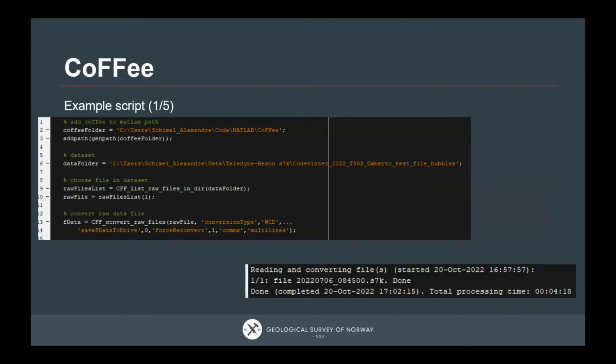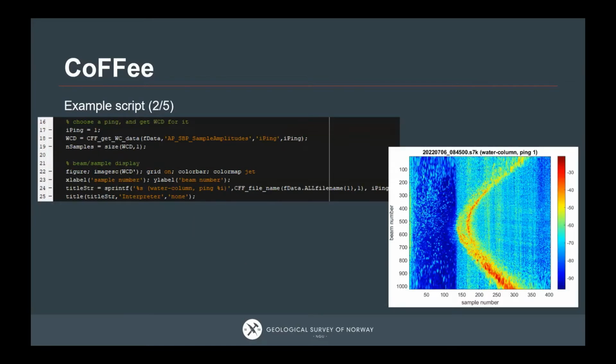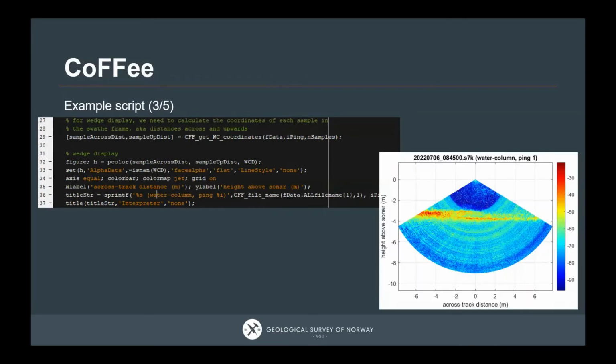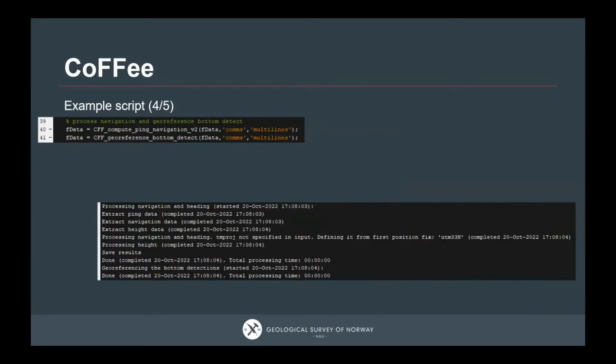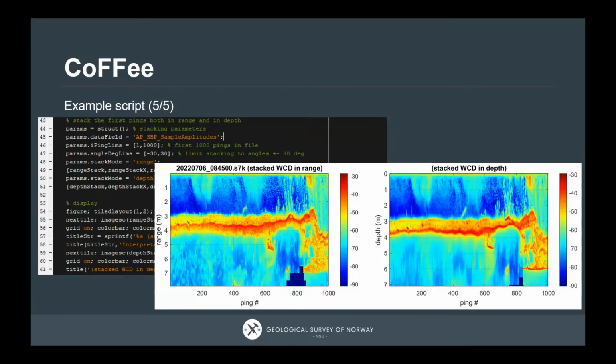I won't run through this because I don't have that much time. I just wanted to show excerpts of one script that shows that in a few lines, you can basically convert your data, extract your water column, display it in the wedge display, and most recently I've been working on doing that stacking in range and depth so that you have an FFG. And all of this is just in the script, which is 61 lines, most of which is about display.